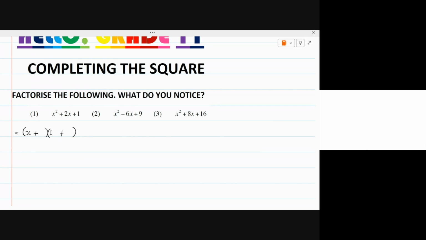I'll get the factors of x. That'll give me x and x. And then the factors of 1 are just 1 and 1. And 1 plus 1 will give me 2.